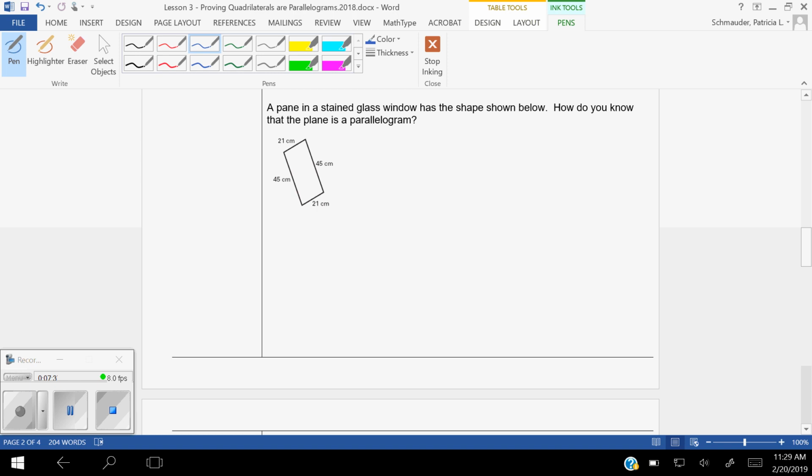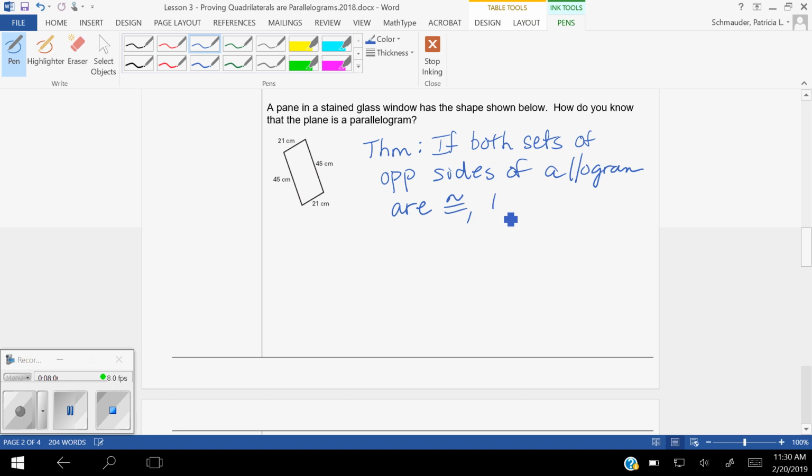A pane in a stained glass window has the shape shown below. How do you know that the pane is a parallelogram? Well, I know because of the theorem that tells me if both sets of opposite sides of a quadrilateral are congruent, then the quadrilateral is a parallelogram. That's how I know, because of that theorem.